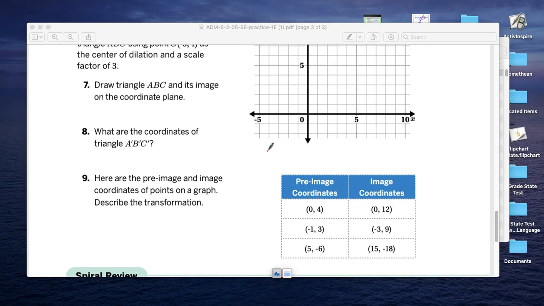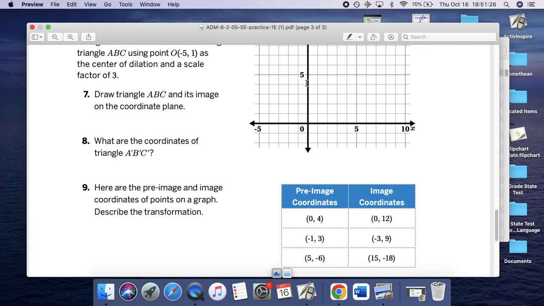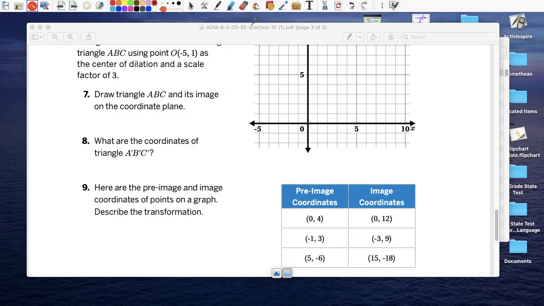So you can go here. Let's see if I can use this. 0 and 4. 1, 2, 3, 4. Good. 0 and 4. 1, 2, 3, 4. So let's call this A. Let's call this B. Let's call this C. B would be 1, negative 1 and 3. Negative 1 and 3 up.